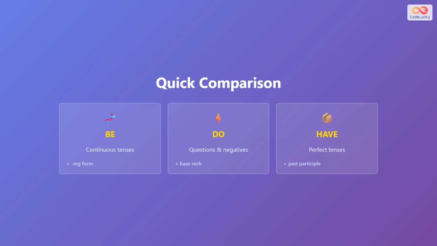Let's compare the 3 helping verbs. Be creates continuous tenses and is used with the ing form of the main verb. Do forms questions and negatives and is used with the base verb. Have creates perfect tenses and is used with the past participle. Each helping verb has a specific job and works with a particular verb form to create different meanings and tenses.